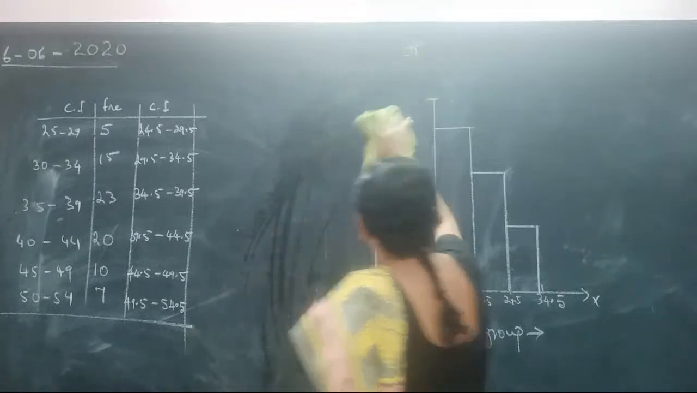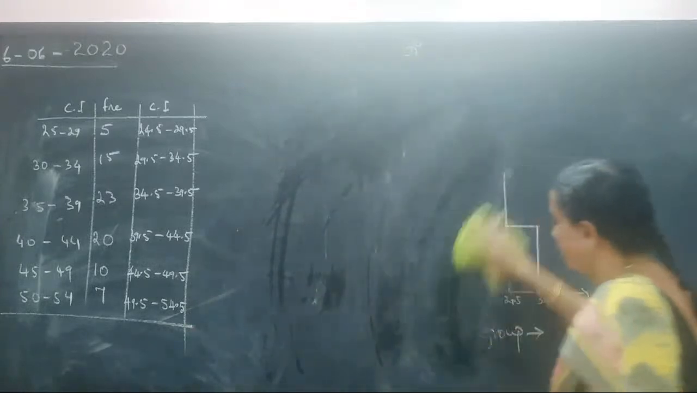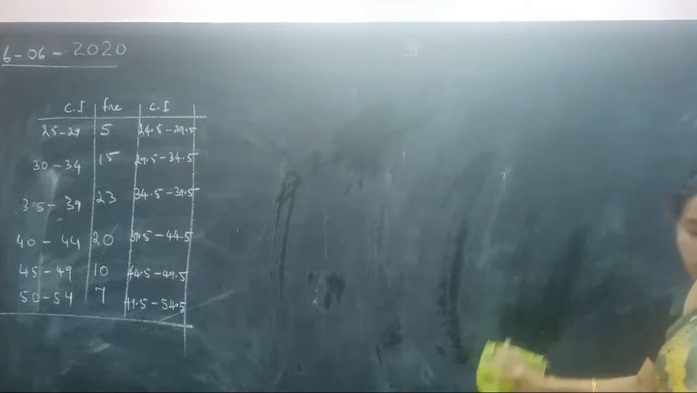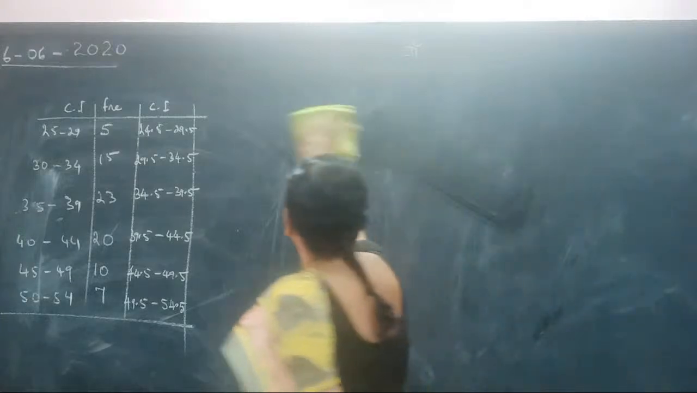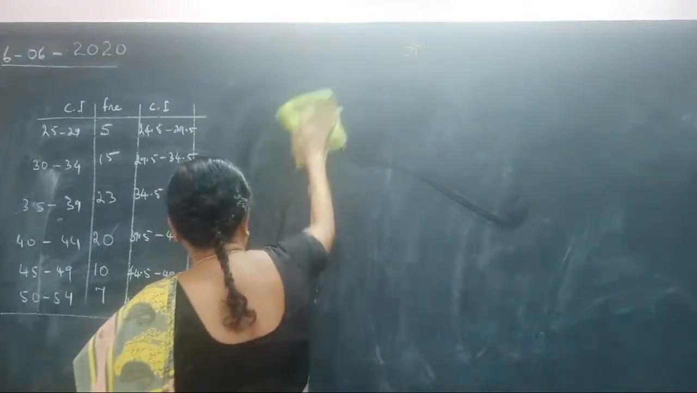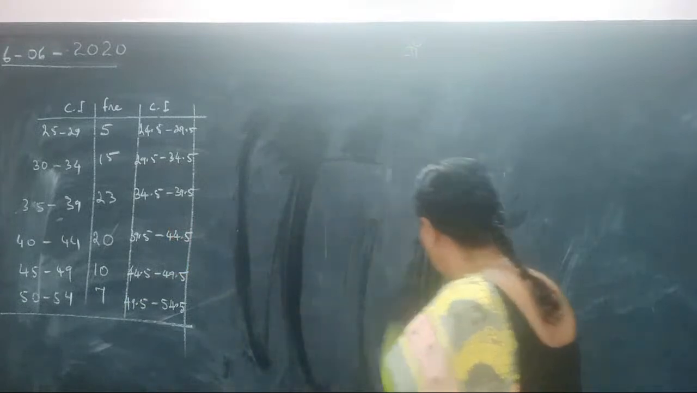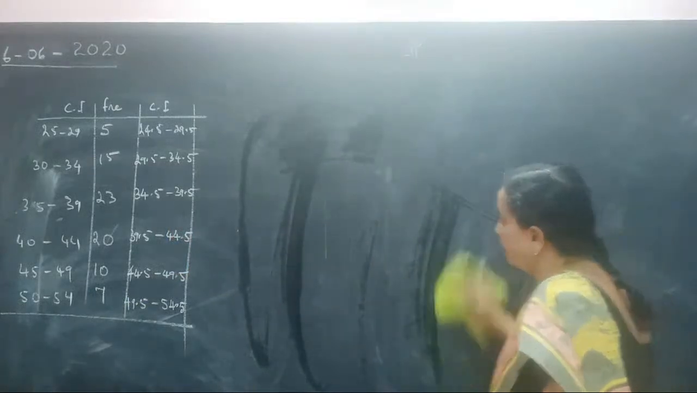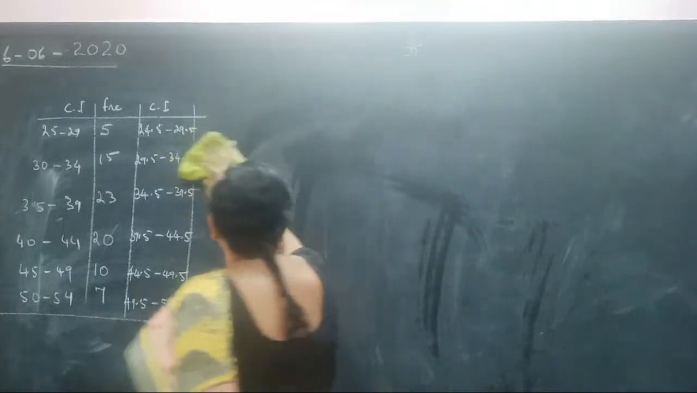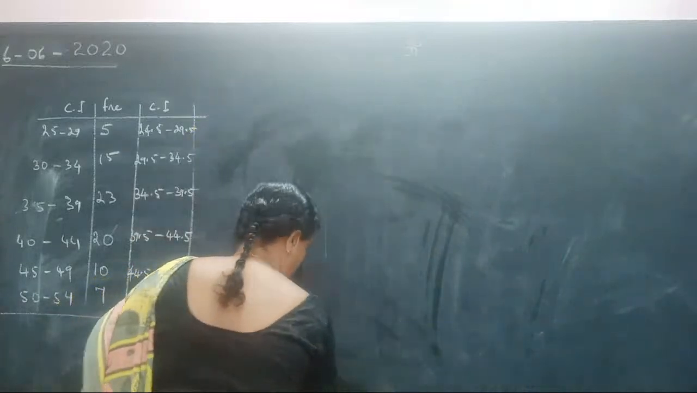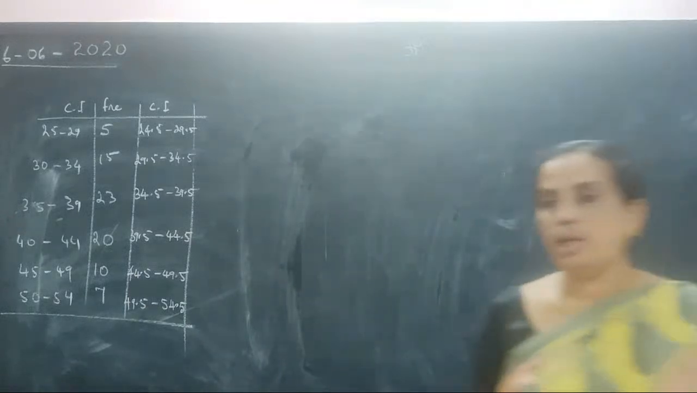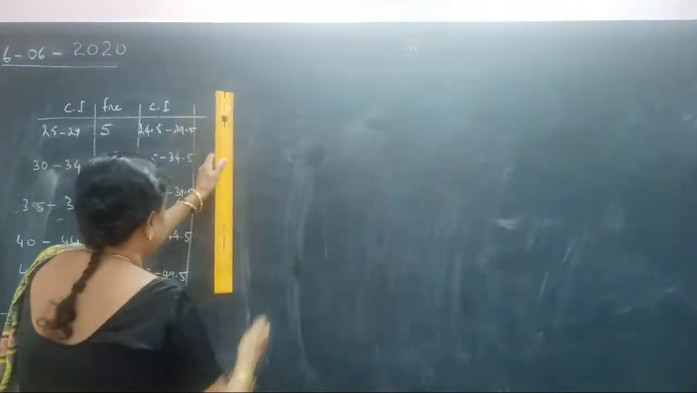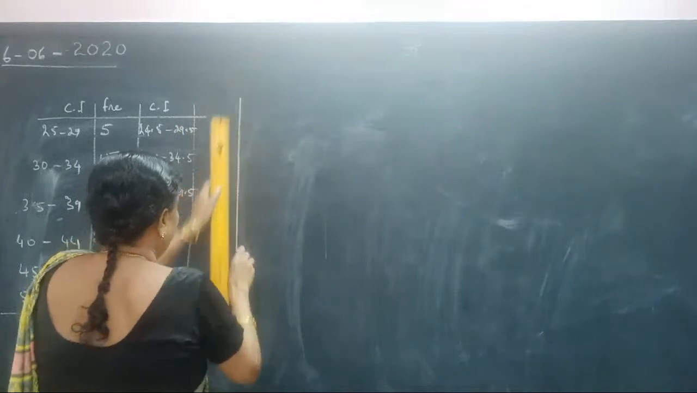Check. Here they have not mentioned any specific condition for the class interval. So you write along the x-axis class interval, along the y-axis frequency. If they mention any specific words, you can mention whether it is marks or distance or height like this. Otherwise, just write class interval and frequency. Take the table.